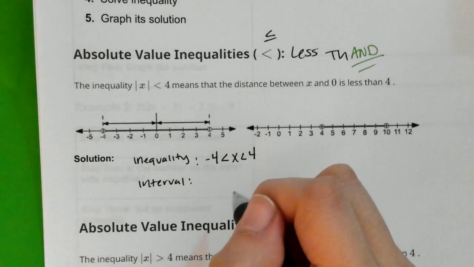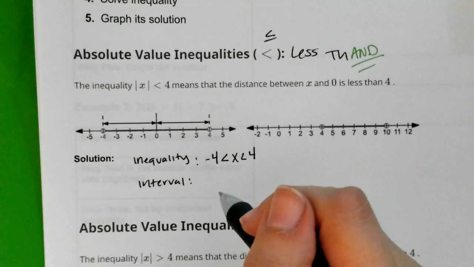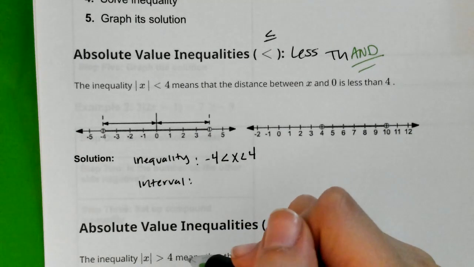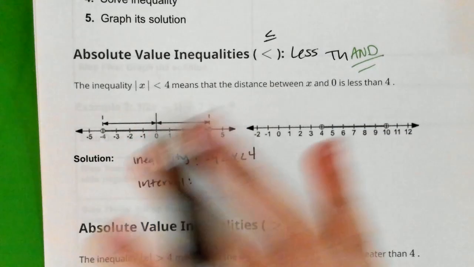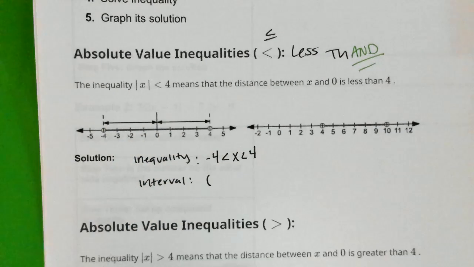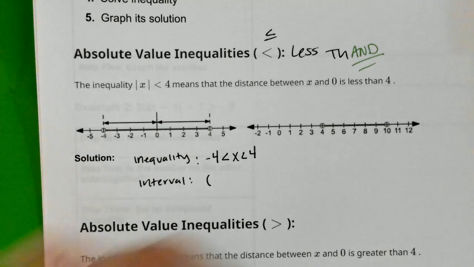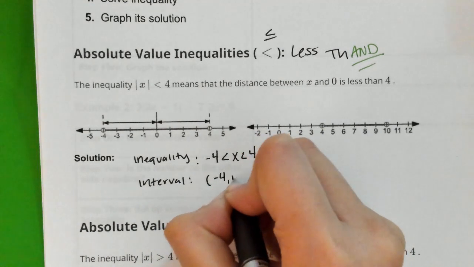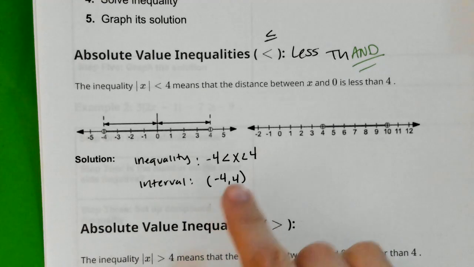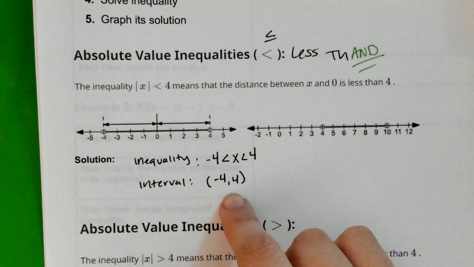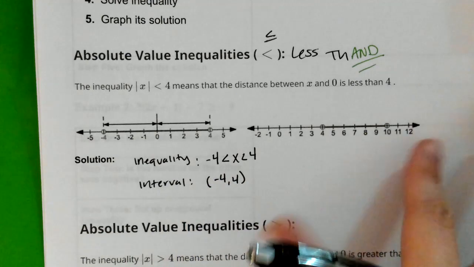For interval notation, same idea, except interval notation is where I use my parentheses or my brackets. So in this case, first off, since I have strictly less than, not equal to, I'm going to use my curved brackets or my parentheses, and you'll just write -4, 4. Careful, this is not a coordinate point. It is just your solution set.